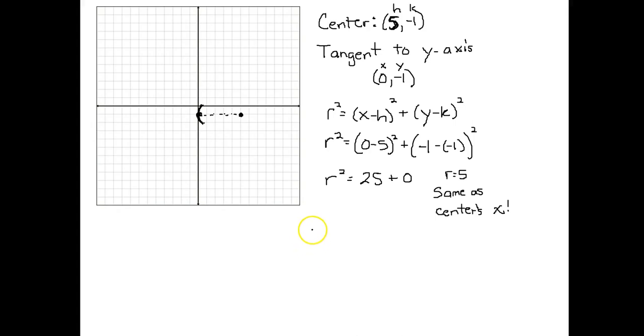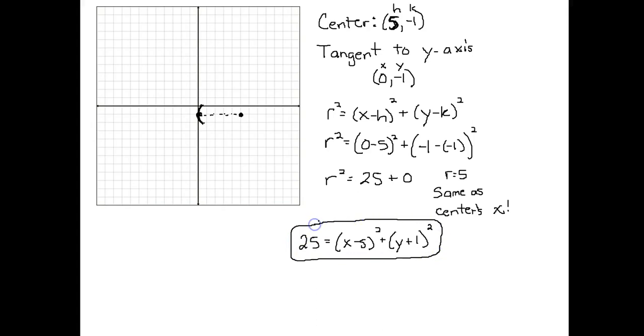So I could go ahead and say, okay, 5 squared is 25 equals x minus 5 quantity squared plus y minus -1, so y plus 1 quantity squared. And there's my equation of my circle. Ta-da! So the center's at 5, -1. You take the opposite signs here, and that'll give you your center. And then square root of 25 gives me the radius, 5.